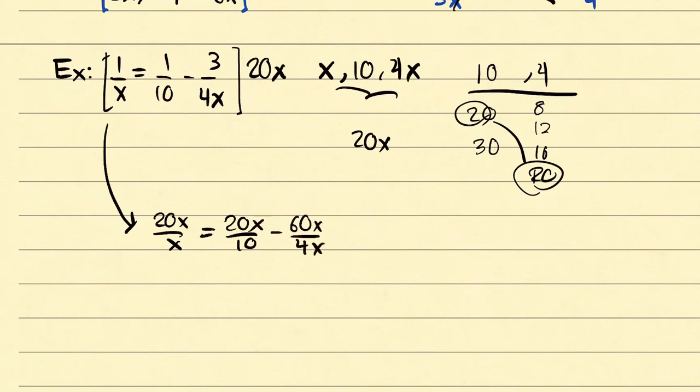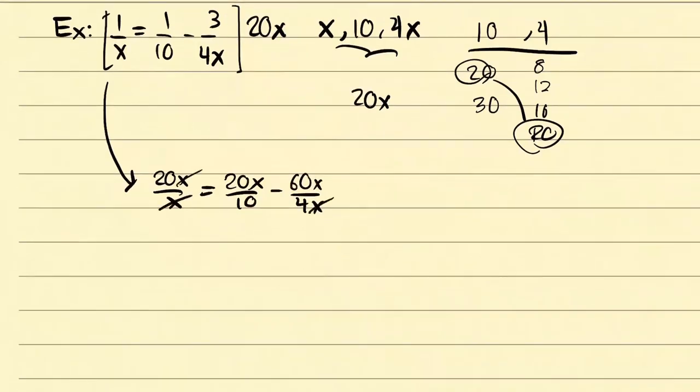So I skipped a couple steps just for the sake of time, but all I did was distribute this 20x into every term in this equation. Get some cancellation with these x's to get 20 is equal to 2x minus 15.